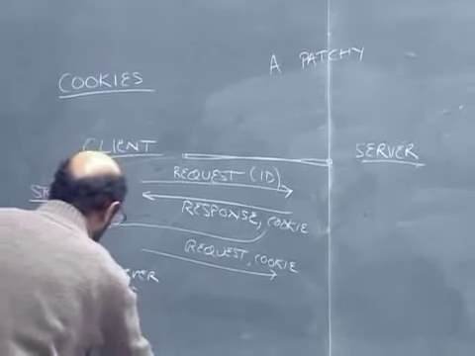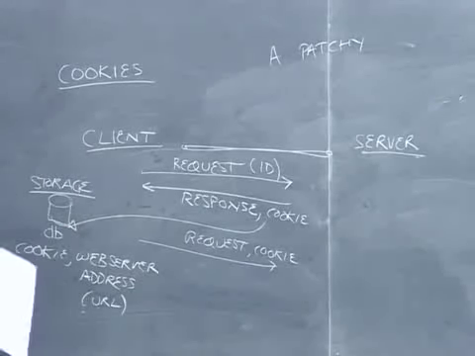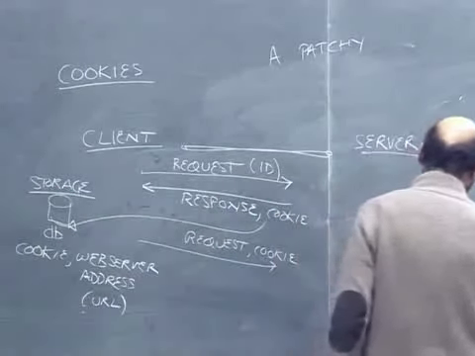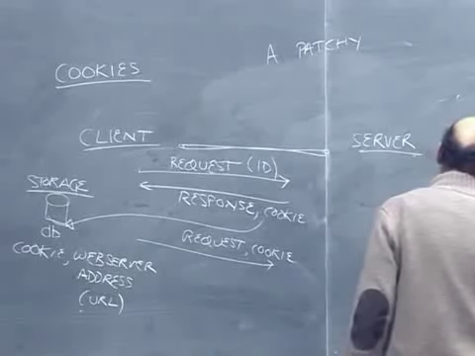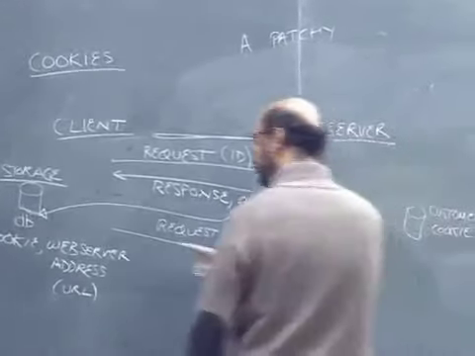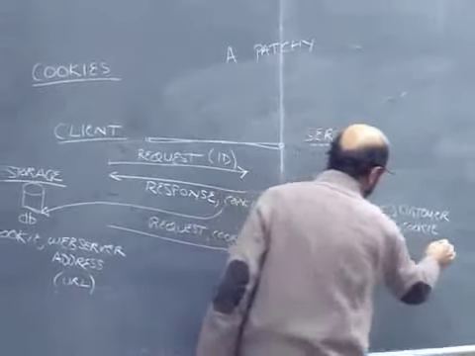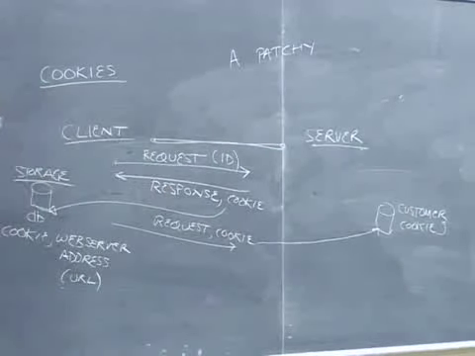Or a URL. So the next time you go to that same URL, you're going to give the cookie again. So what the server is doing is that the server has its own store, which has the customer information and the cookie. So when this cookie comes back over here, it goes to the server and says, aha, this means this customer came back, and says, okay, I now know something about you.